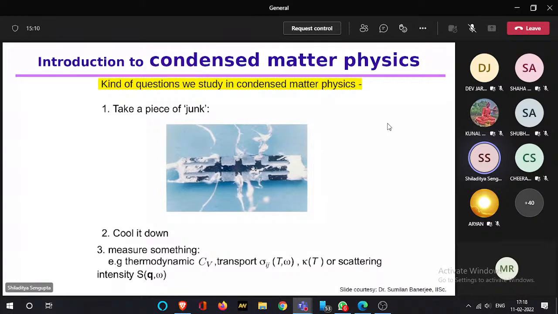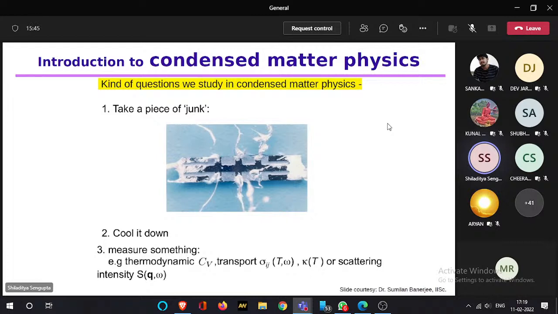Let's say this is your gift. In this case, that kind of question we study in condensed matter physics. So we are approaching this gift from a condensed matter physics point of view. The first thing it says is cool it down. Most of the things we study in condensed matter are in the solid state or, in some cases, the liquid state.